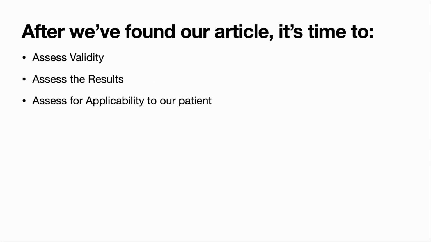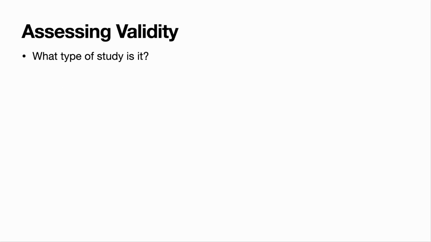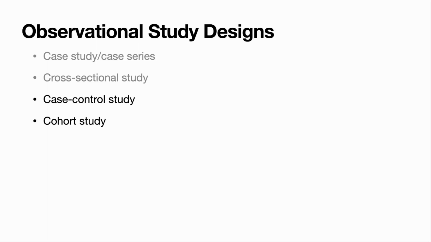And after we've found our article, it's time to assess validity, assess the results, and assess for applicability to our patient. So first, we're going to assess validity. But before we assess validity, we have to ask ourselves, what type of study is this? And recall the two most likely types of observational study designs that we will encounter to answer this question would be the case control study or the cohort study.